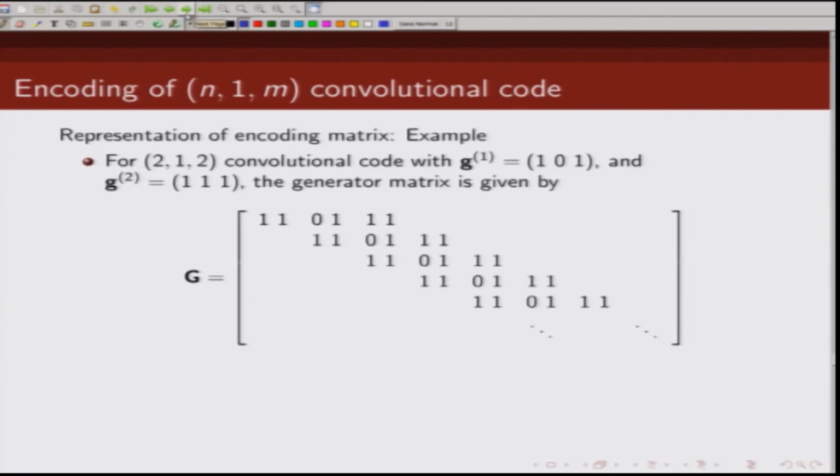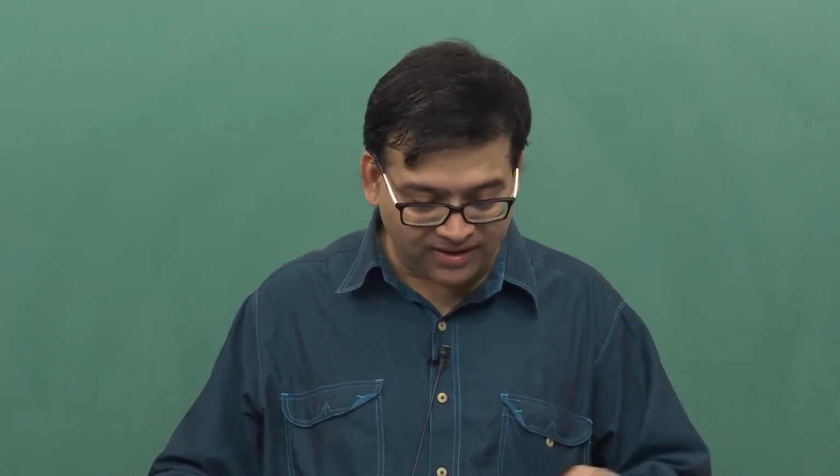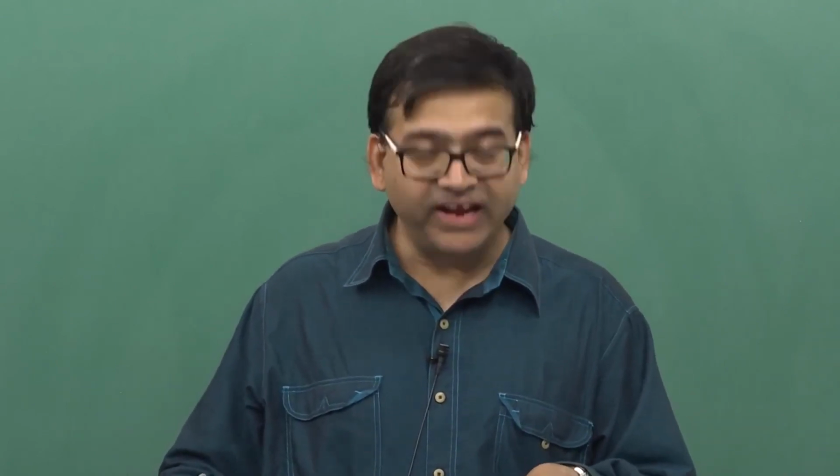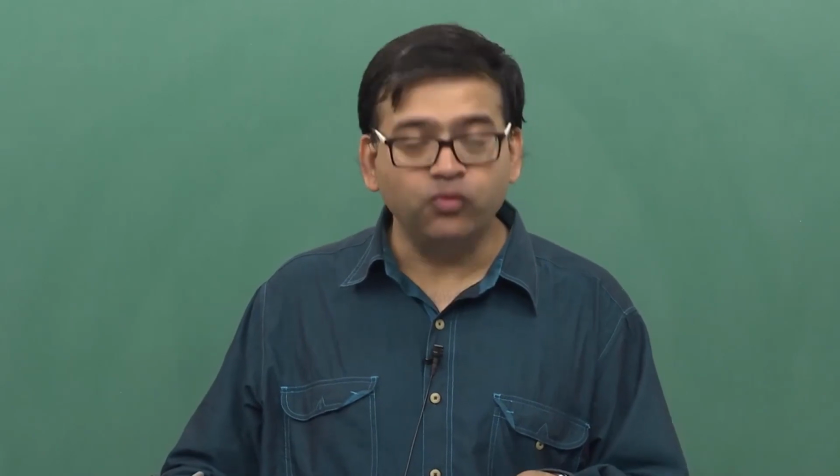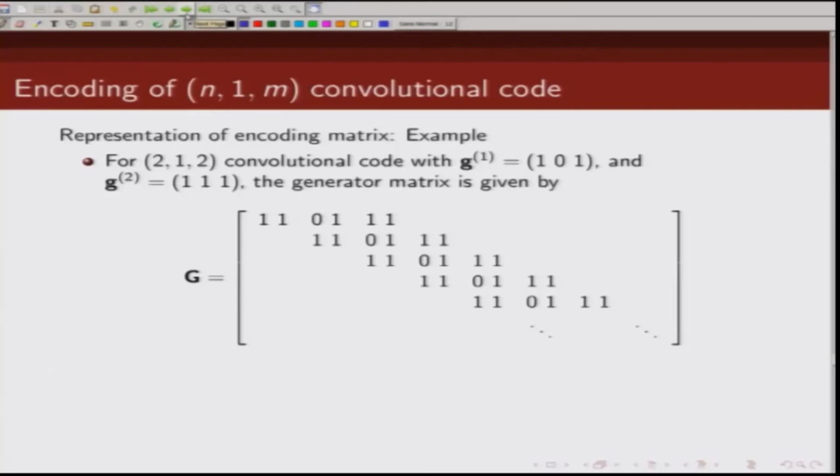So, let us continue with the example that we are considering so far. We are continuing with our rate 1/2 code whose memory order is 2, and we know our generator sequence for the first code sequence is given by 101, because my output VL is UL plus UL minus 2. Similarly, the generator sequence for the second code word is given by 11.